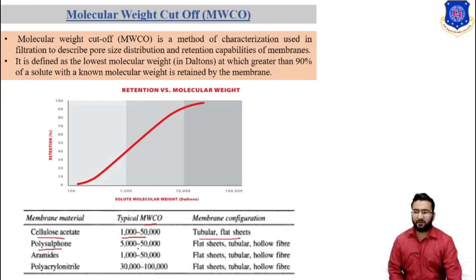For the polysulfone, there is a 5,000 to 50,000 molecular weight cutoff for flat sheet, tubular and hollow fiber modules. For the amides, the molecular weight cutoff is 1,000 to 50,000 for flat sheet, tubular and hollow fiber modules. And for polynitrile membrane, 30,000 to 1 lakh molecular weight cutoff for the flat sheet, tubular and hollow fiber membrane modules.